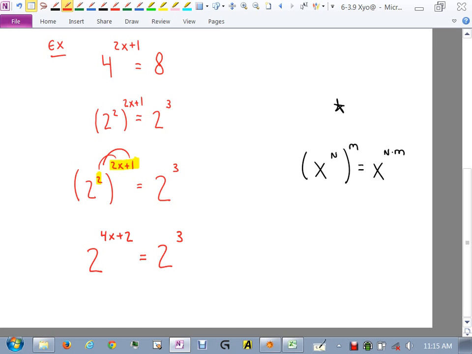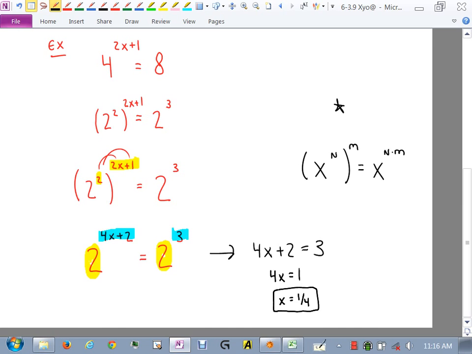See how that worked? They have the same base now. Since we have the same base, we match up the exponents. So on the next line, I would write, 4x plus 2 must equal 3. And now what type of equation is this? Linear. And we just solve it the way we normally solve a linear equation. So subtract 2 from both sides and get 1. So x is equal to 1/4.